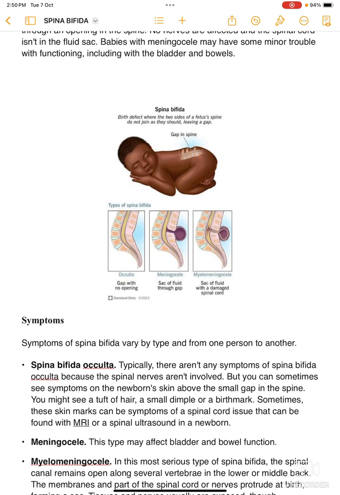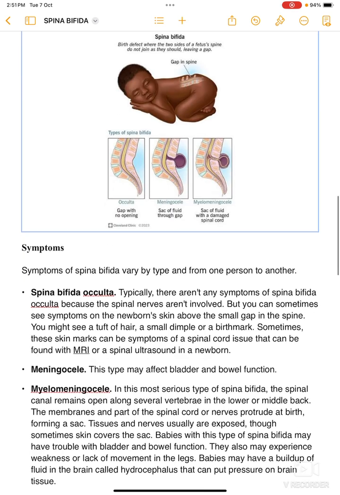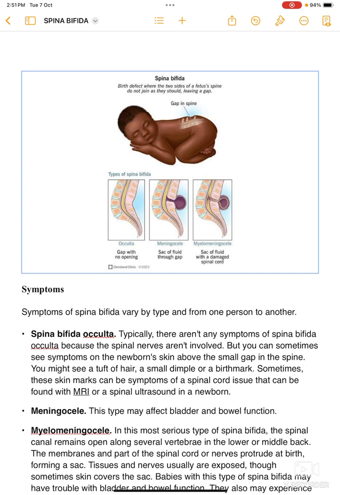Here is the figure. We can see the differences between the types of spina bifida. There is occulta, meningocele and myelomeningocele. And in this figure above, we can see the gap in the spine, mainly in spina bifida.